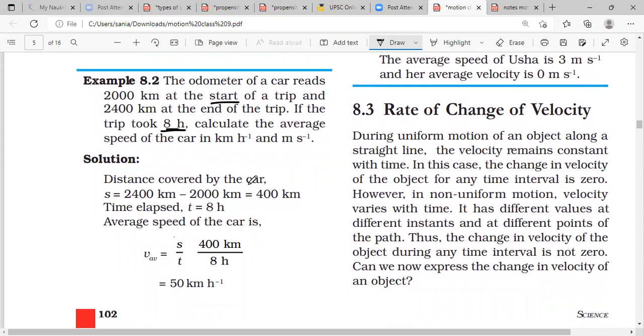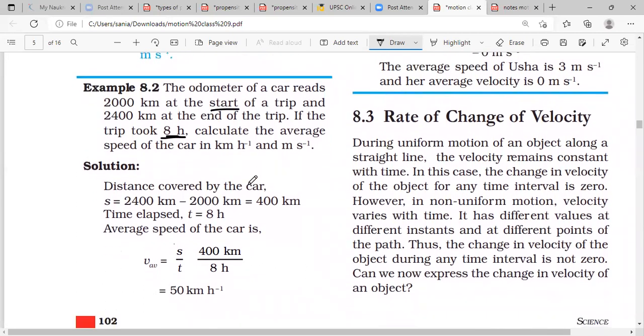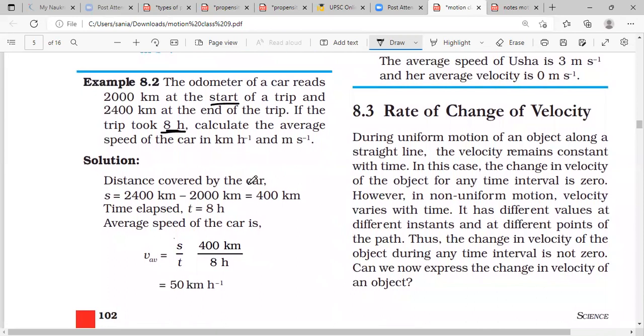Yes, ma'am. Okay, so what will you write? Total distance by total time. Yes.